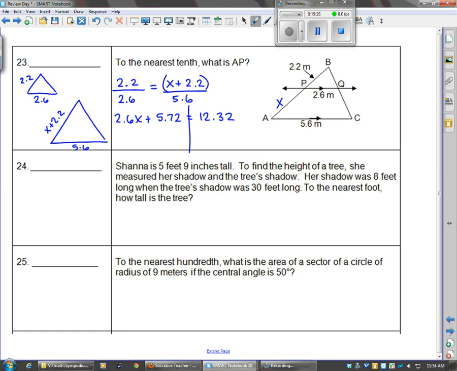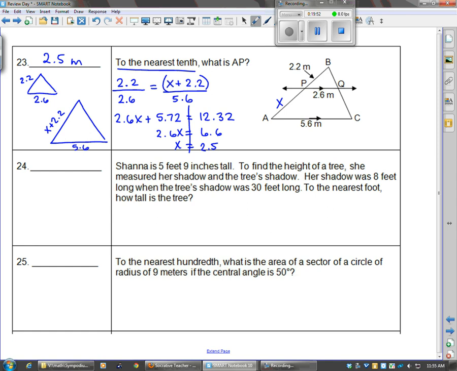Subtract the 5.72 and I get 6.6. Divide by 2.6 and I get, to the nearest tenth, 2.5 meters in this case.